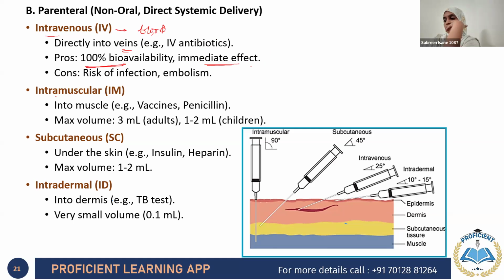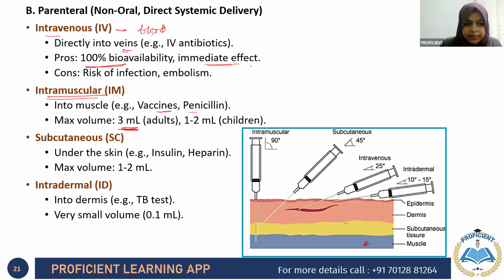Intramuscular, you're giving the drug directly into the muscles, at a 90-degree angle. Which drugs are given IM? Vaccines, penicillins and all are given IM. How much can you give? Maximum 3 ml. In adults, the maximum amount that can be given is 3 ml.